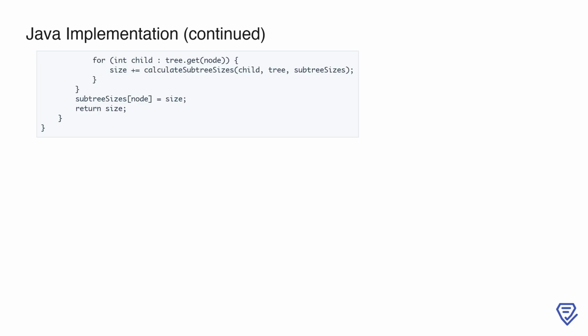For each child, it adds the size of the subtree rooted at that child to the current node's size. This ensures that the size of the current node's subtree includes not only the node itself but also all its descendants. Once the size for a node is fully calculated, it is stored in the subtree sizes array, making it accessible for the score calculation in the main method. The method then returns the calculated size, which gets propagated up the recursion stack to contribute to the size computation of its parent nodes. This post-order traversal ensures that we compute subtree sizes bottom-up, enabling us to build accurate results for the entire tree structure.